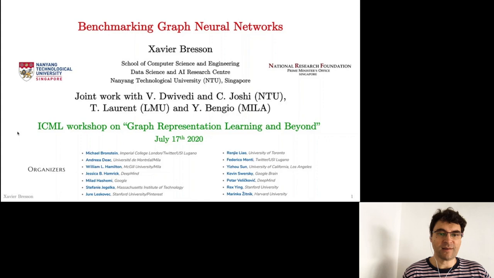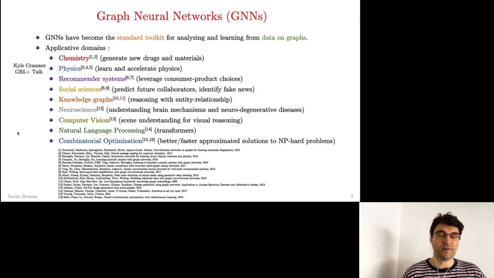So graph neural networks, GNNs, have become the standard toolkit for analyzing and learning from data on graphs. And there is a growing list of applications, including chemistry, physics. So Kyle Cranmer will give us a talk about physics and graph neural networks. There is also recommender systems, social sciences, knowledge graphs, neuroscience, computer vision, NLP, and combinatorial optimization.